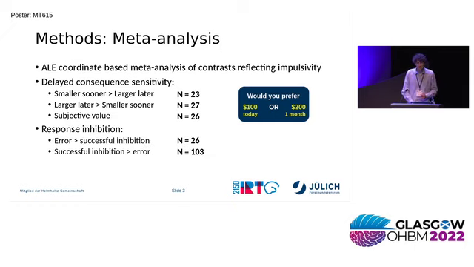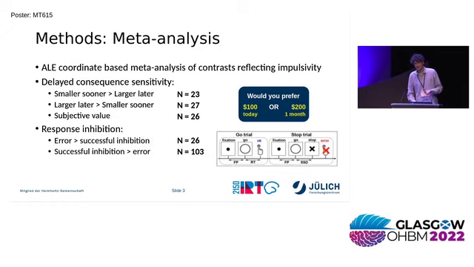For response inhibition, this is studied using the stop signal and go/no-go tasks, and here again we take studies that contrast error, such as inhibition failure, and successful inhibition. Again, this reflects the impulsive versus the controlled act, as well as the vice versa contrast.